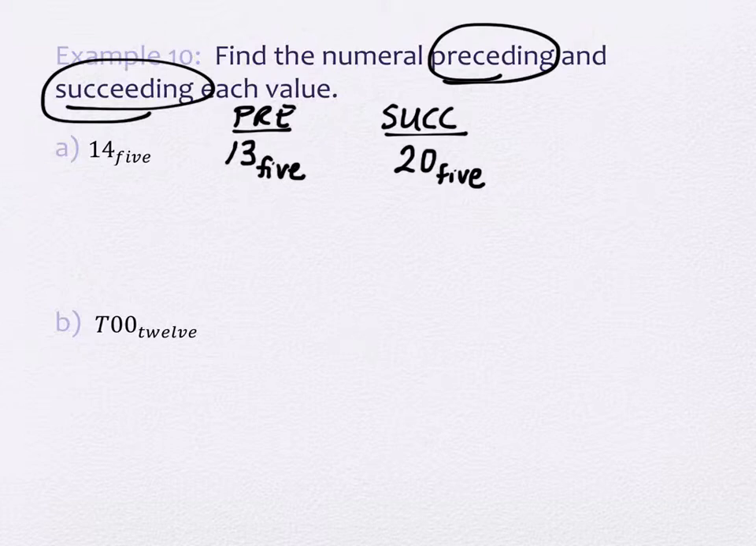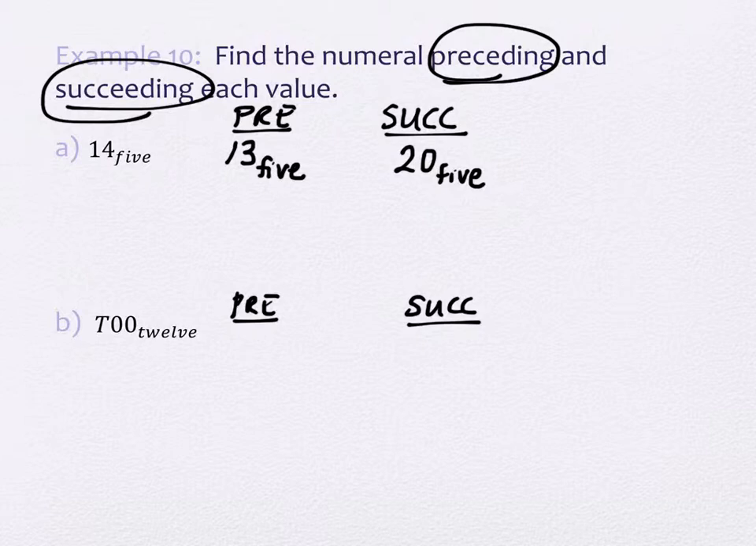All right, take a look at part B. One of the values is easy. One of the values is tricky. Which value is easy? Is it the preceding number or the succeeding number? Is it easier to find the number after T00 or the number before? After. Okay? So if you don't like the T, just pretend like it says 100.